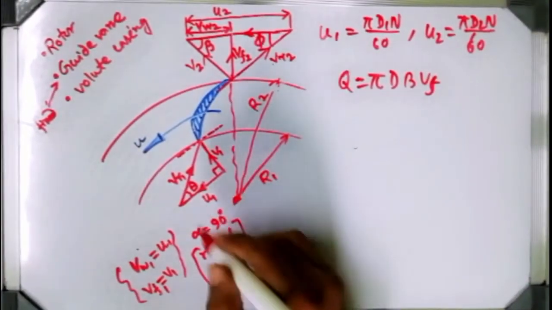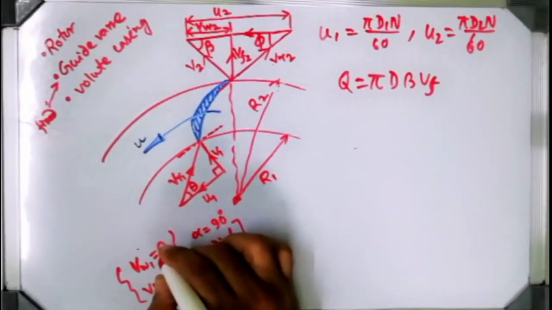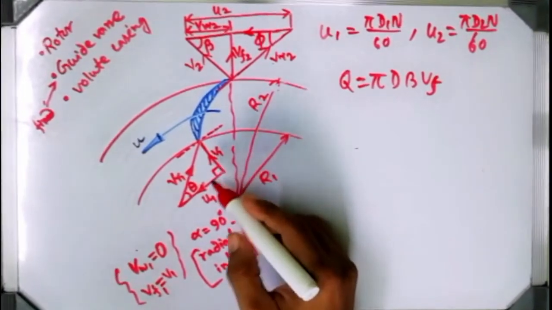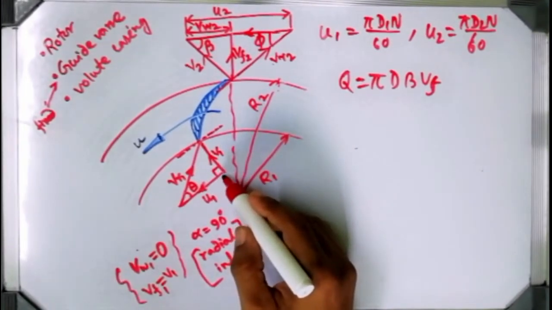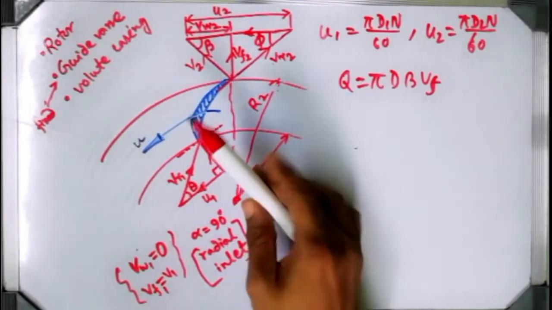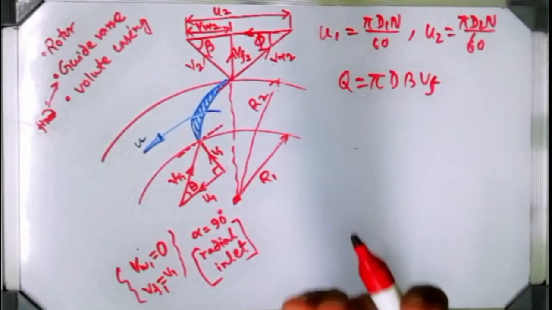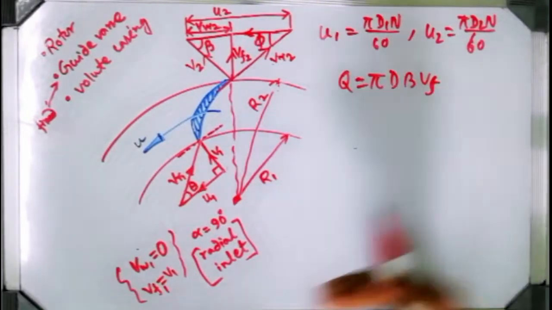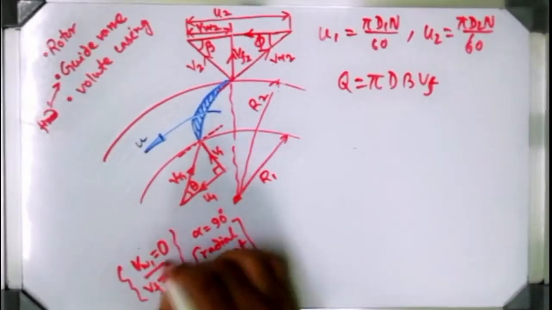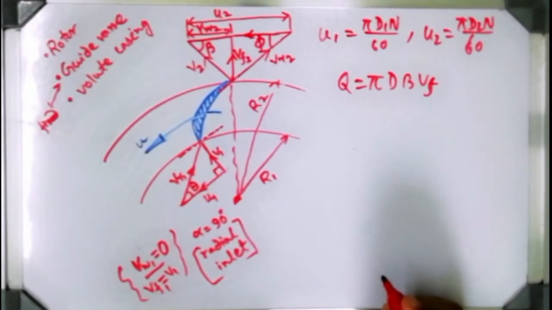Now in this inlet diagram, vw1 is 0 here. There is no horizontal velocity component, only v1. In the case of the inlet diagram, there is no vw1 because v1 is a radial component, so it does not have any kind of wheel component. So vw1 is 0 in the inlet diagram of the velocity diagram.